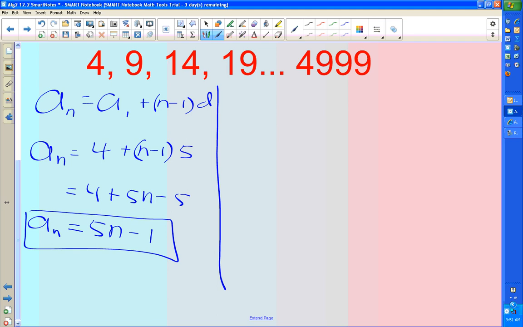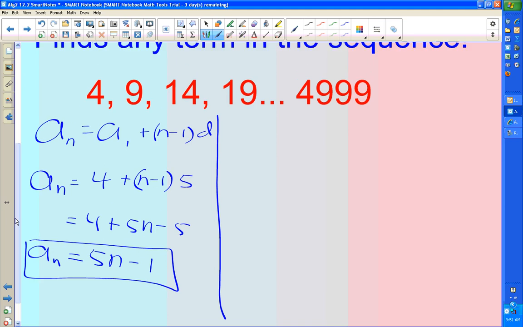How do you know you did it right? How do you know this is the correct explicit formula? What could you do, Emma? How could you check it? Sure, so which term in the sequence do you want to check? It doesn't matter. 4. So you plug in a 4 for n. 5 times 4 is 20, minus 1 is 19. That looks pretty good. Easy, easy, easy to check.